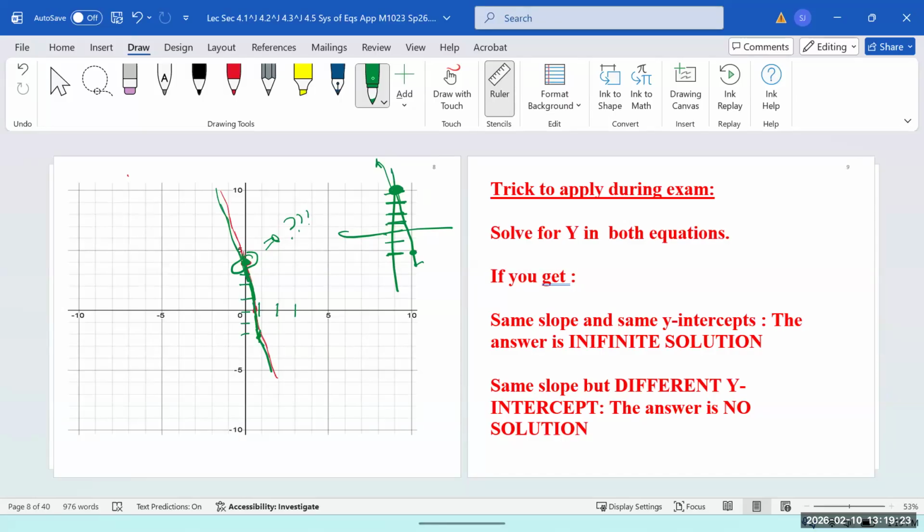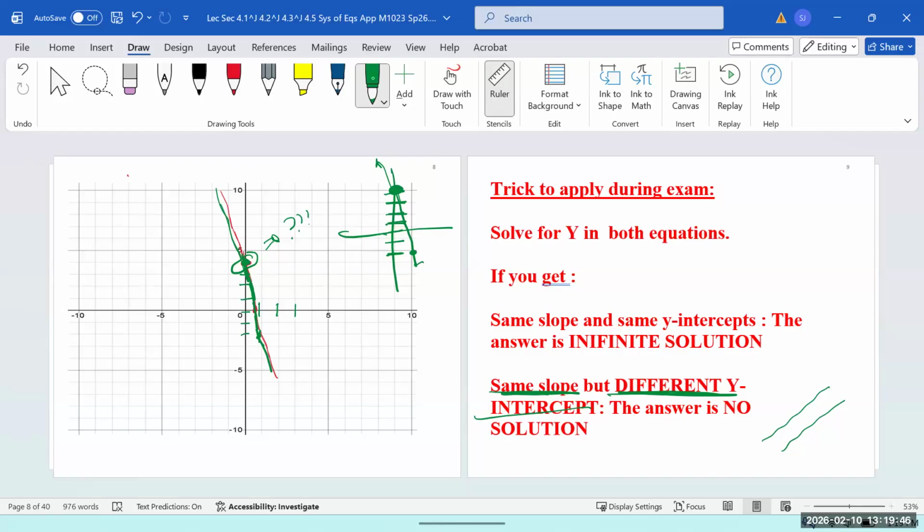But if you have same slope with different y-intercept, that means the 2 lines are parallel. Parallel lines have same slope, but different y-intercept. There is no solution. So if you have same slope with different y-intercept, the 2 lines are parallel, they will never intersect. So you cannot have a solution.